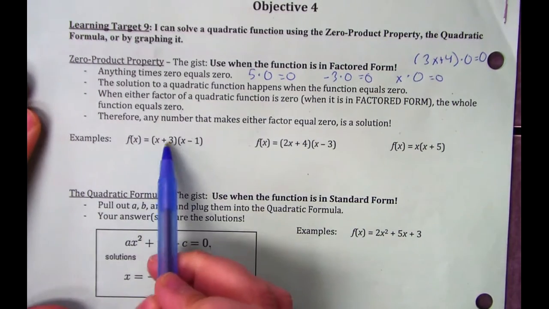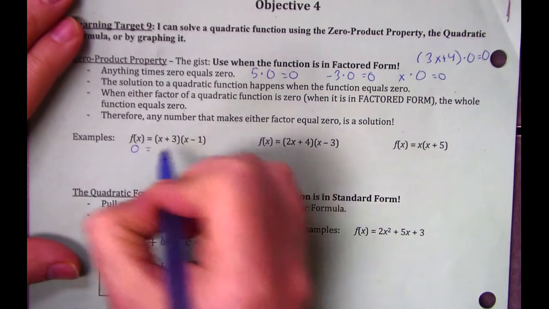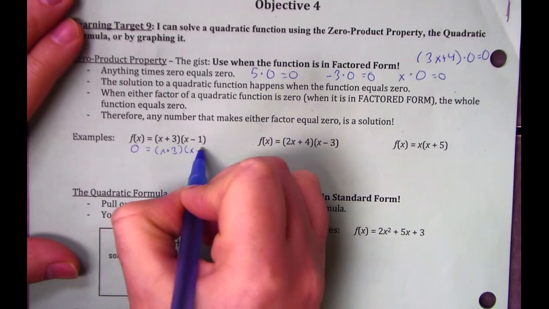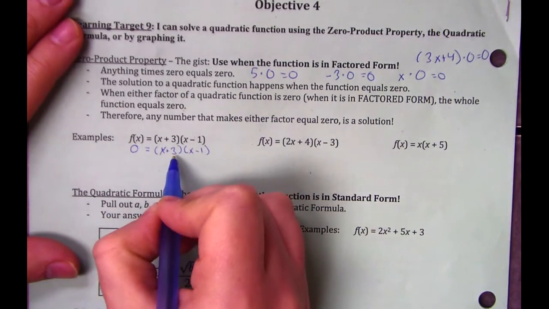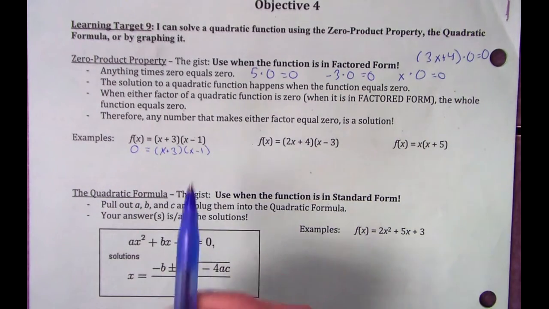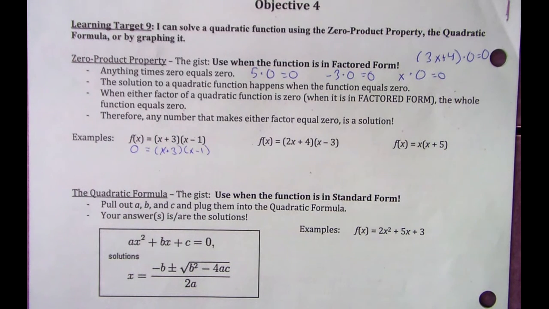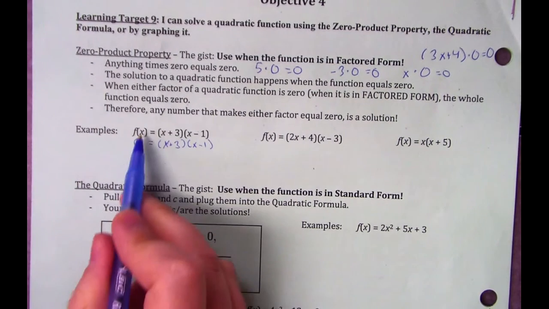So if we look at this first example, the solutions happen when f of x equals 0. So when either x plus 3 or x minus 1 is 0, that means the whole function will be 0, and that's the solution. So what this is saying is any number that makes either factor 0 is a solution to this function, because that would make it equal 0, which is what the x-intercept is when the y is 0.